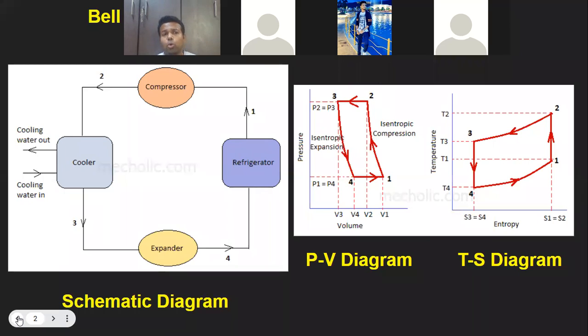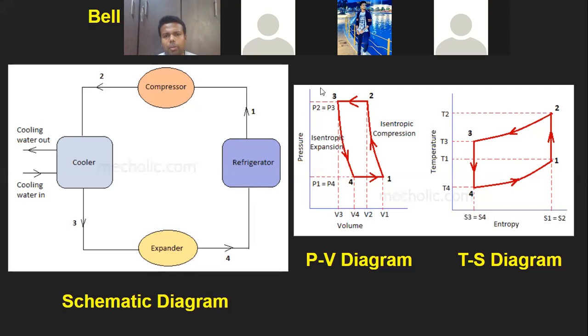So how will you calculate the COP of the Bell-Coleman cycle? It is 1 divided by RP raised to power gamma minus 1 by gamma, minus 1. RP is nothing but maximum by minimum, as you can see in the diagram. Don't get confused between the notations I'm using. Try to remember the basic formula.